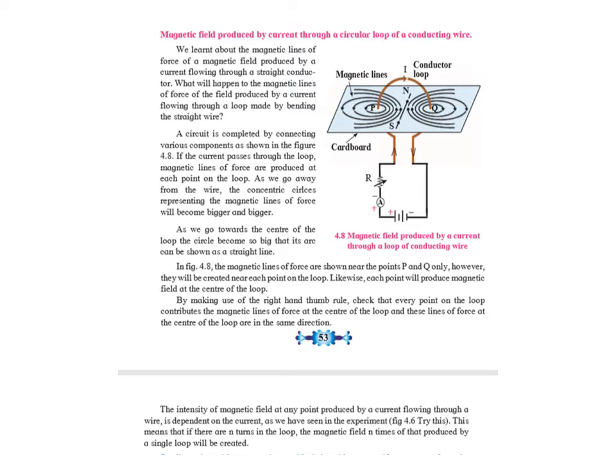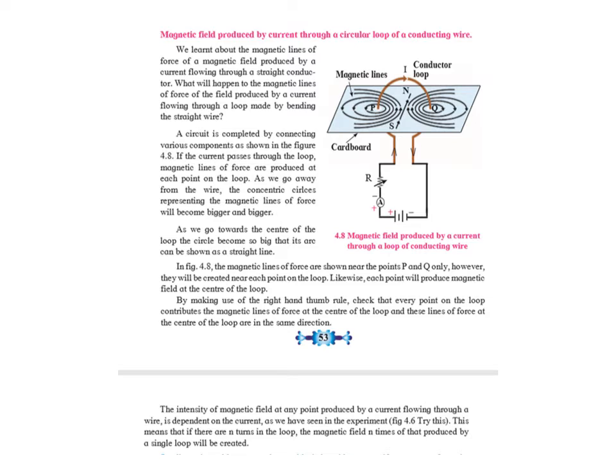If you see on the diagram, the loop of wire PQ. On both sides, we have kept a cardboard with certain iron filings on it. Now, a circuit is completed by connecting the various components as shown in the diagram. If the current passes through the loop, the magnetic lines of force are produced at each point on the loop.